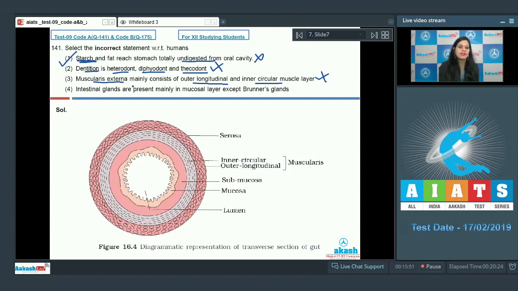The next statement given is, intestinal glands are present mainly in mucosal layer except Brunner's glands. And as it is also a correct statement, this cannot be a correct answer to our question because Brunner's gland is present mainly in submucosal layer. So the correct answer to this question is option number 1. Let's discuss our next question.